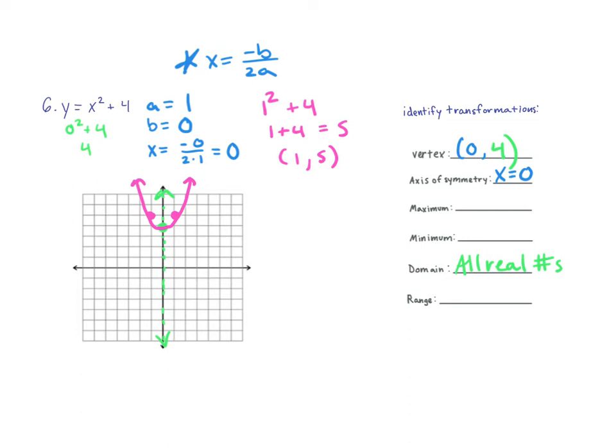Is our vertex at the maximum or minimum? Minimum. And what is our minimum value? 4. Again, minimum always comes from the y value, that second number in your vertex. And then what is our range? Awesome, 4 to infinity. So in standard form, we find the minimum and the range the same way we did in vertex form.